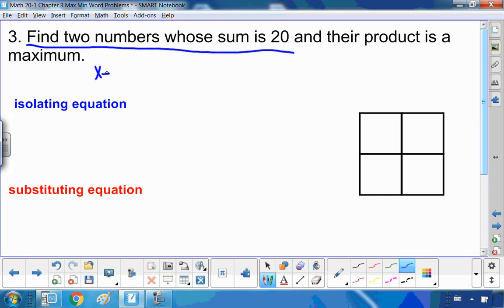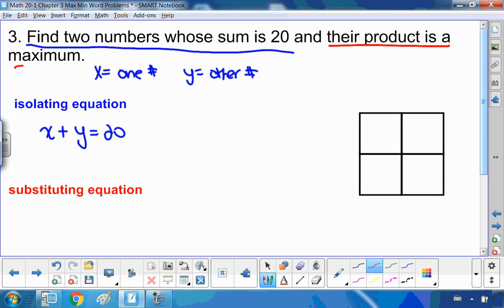So I'm going to say that x is equal to one number, y is equal to the other number. So my isolating equation would be that x plus y equals 20. The substituting equation comes here. Their product is a maximum. So what that means is that when I multiply x and y together, I get a maximum.